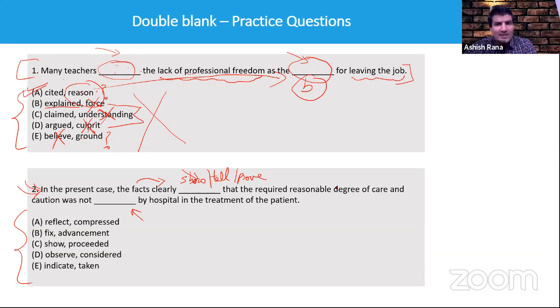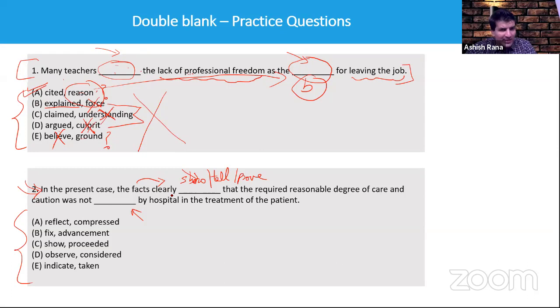That the required reasonable degree of care and caution was not dashed by hospital. That means the hospital did not take reasonable degree of care or caution. Caution was not exercised, caution was not practiced, caution was not taken, right? These are the only options that could be here, right? So therefore I now go to the options.